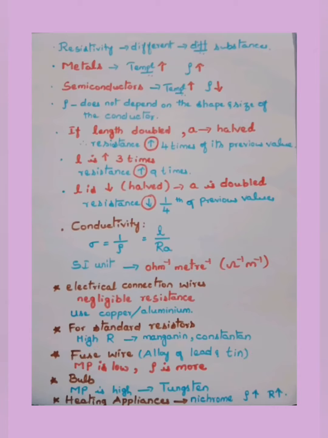Next, the filament of an electric bulb. You might have noticed inside an electric bulb there is a small filament. It is made up of tungsten. Tungsten has a high melting point. Next, in heating appliances, they use nichrome wire, whose resistance and specific resistance are both high. Hence, it is used in heating appliances.